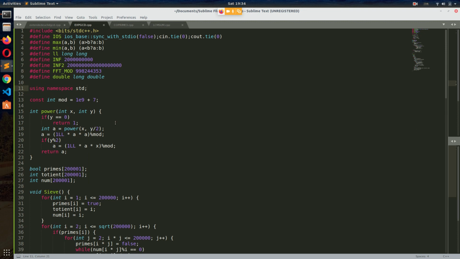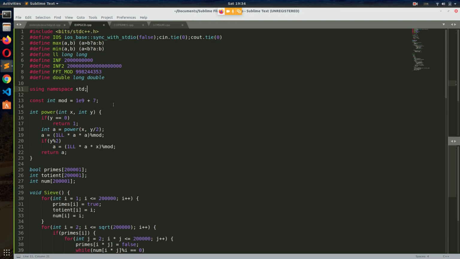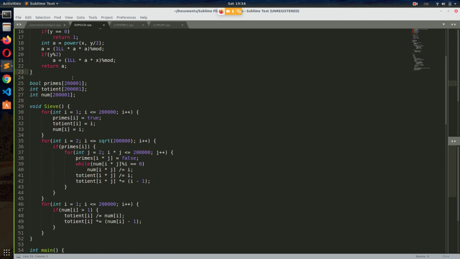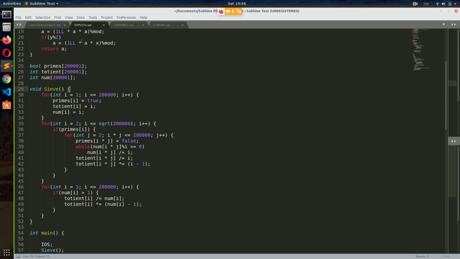Actually, I've written all the code, these are my submissions on these problems. This is the modulo, a standard modular exponentiation function here. The primes array denotes which of these numbers are primes and which are not. If it is true, it is a prime; otherwise it is not a prime. We are doing a standard sieve over here. This array would store all the totient values, and this num array would be a helper array for calculating these totient values. We'll see how. So initialize all primes equal to true, totient of I equal to I, and num of I equal to I as well.